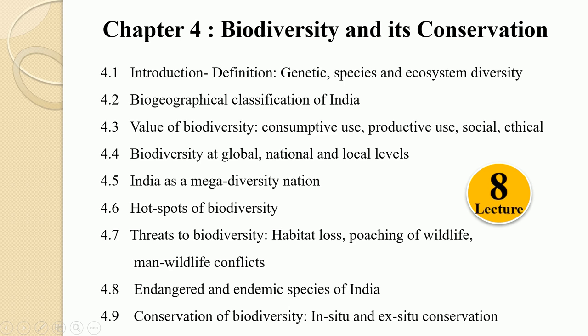The second point is the biogeographic classification of India. How animals and plants are classified according to their biogeography within Indian territory, we are going to discuss. Then, most important, the value of biodiversity: consumptive use, productive use, and the social and ethical value of biodiversity. Then biodiversity at the global, national and local level.